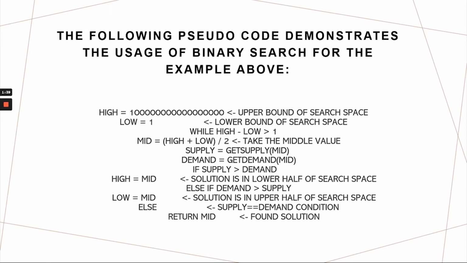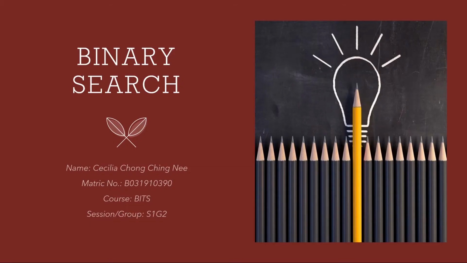So, this algorithm runs in O(log 10^17) time. This can be generalized to O(log s) time, where s is the size of the search space, since at every iteration of the while loop, we halve the search space from low-high to either low-mid or mid-high.